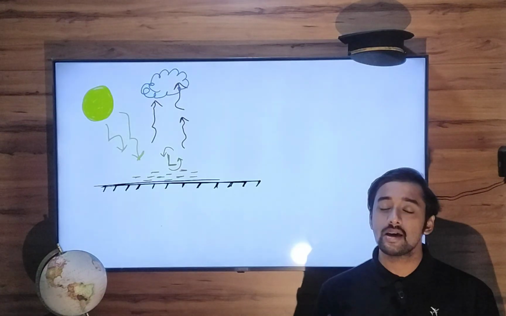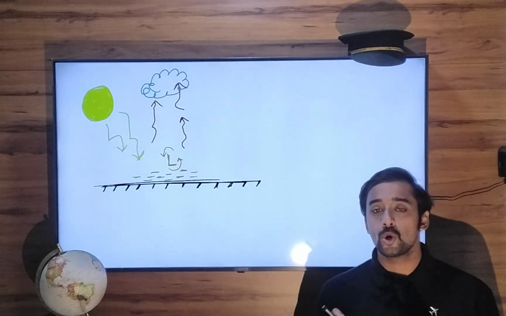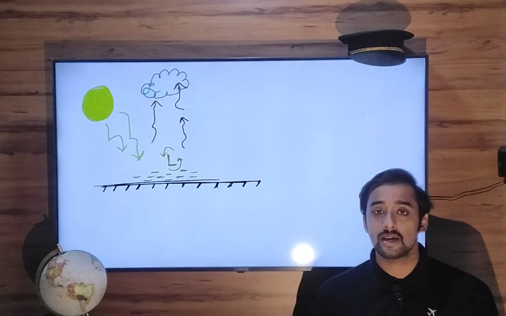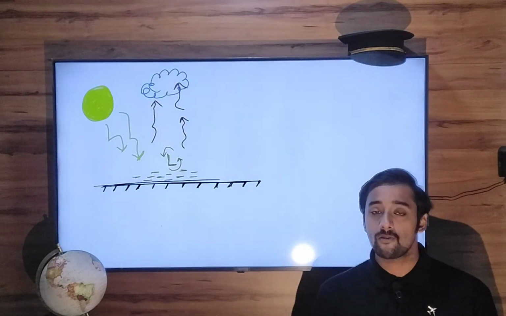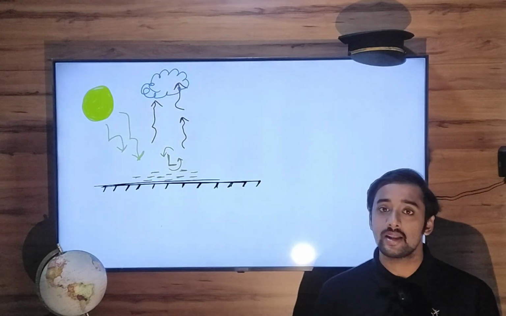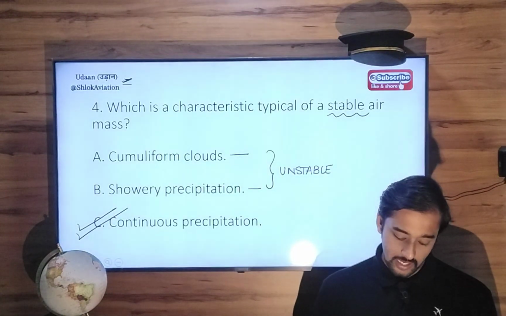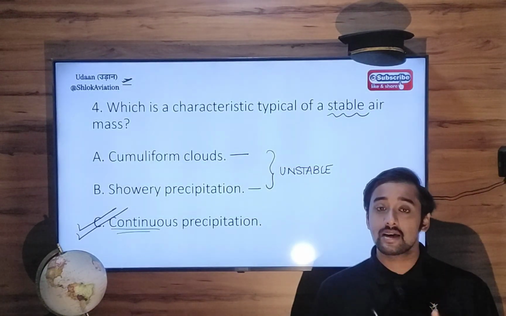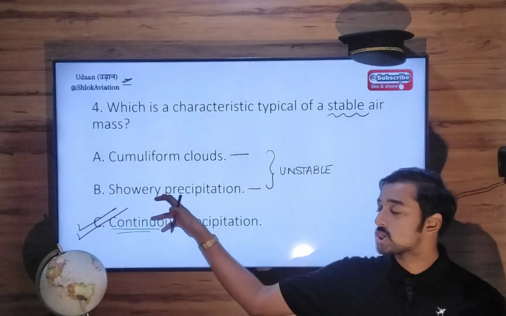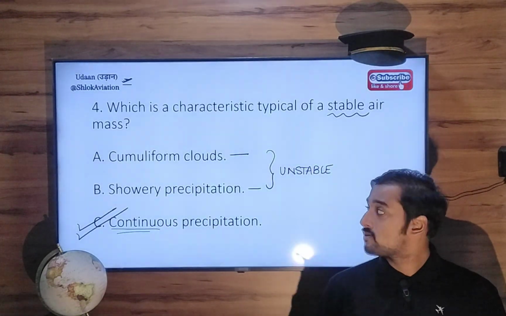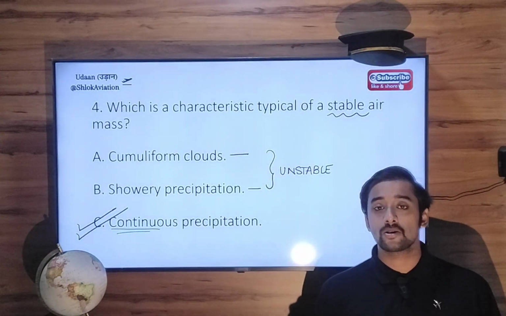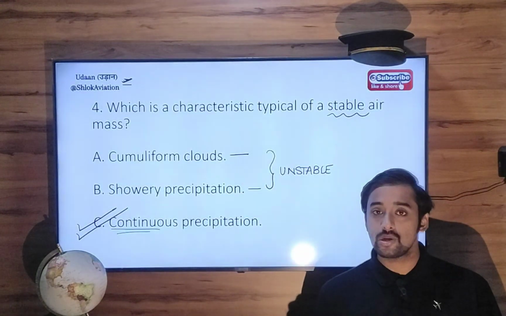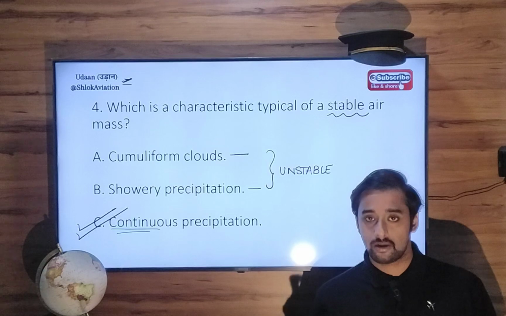Clouds like cumulus and cumulonimbus give you showers. Showers are nothing but precipitation of a much higher value than continuous precipitation. When continuous precipitation increases in magnitude, we call it shower precipitation. Showers and cumuliform clouds are the products of an unstable atmosphere. Opposed to that, continuous precipitation is an outcome of a stable atmosphere.